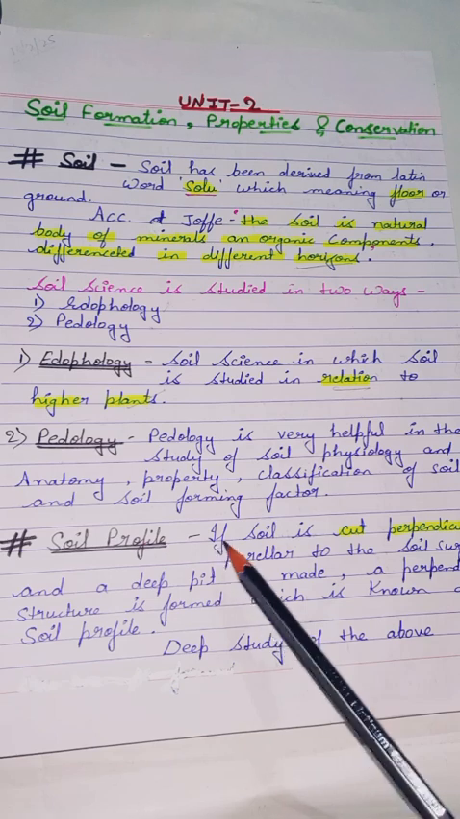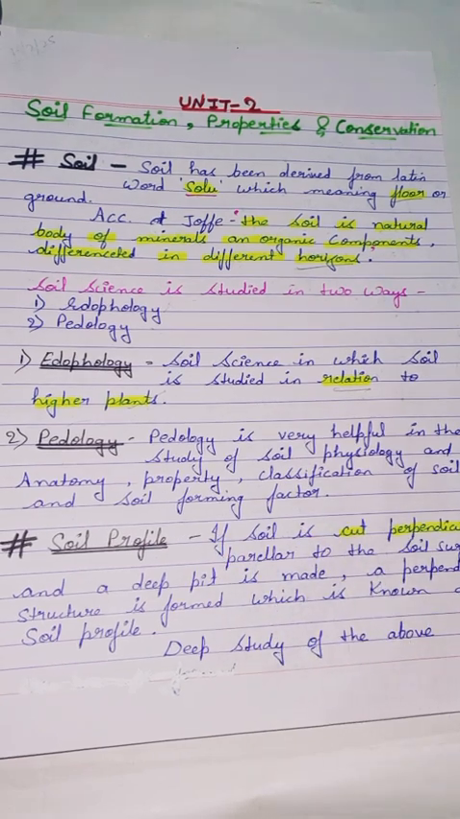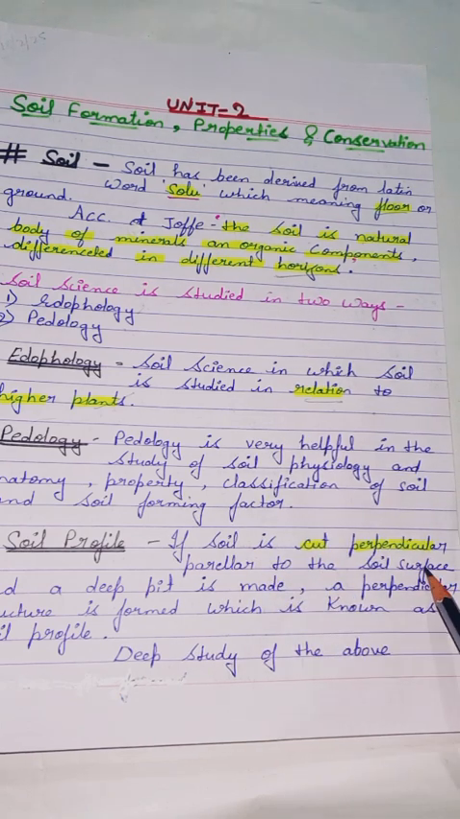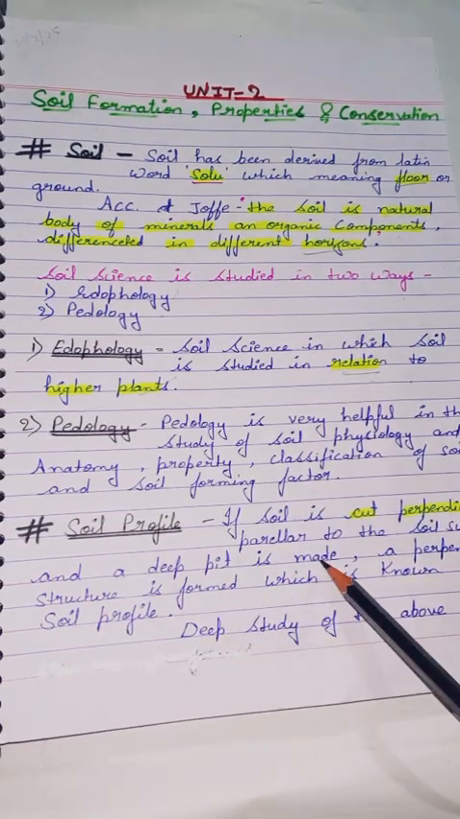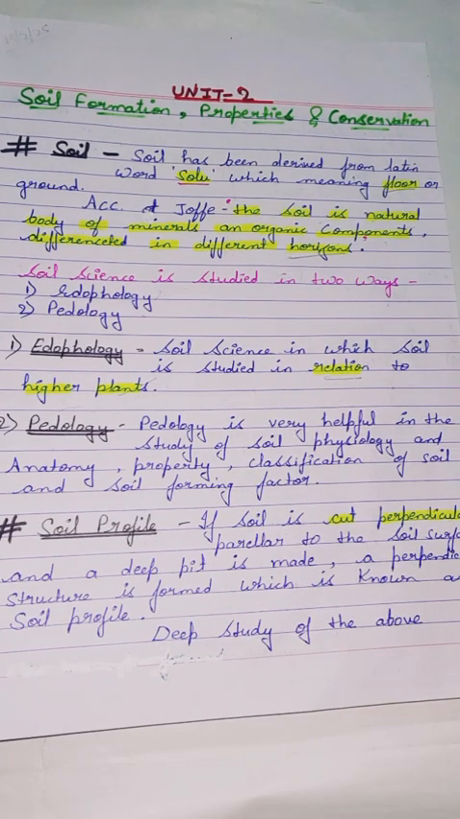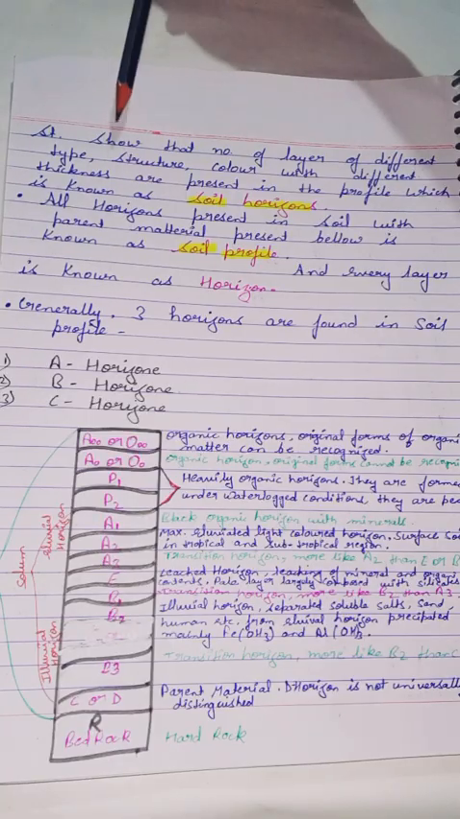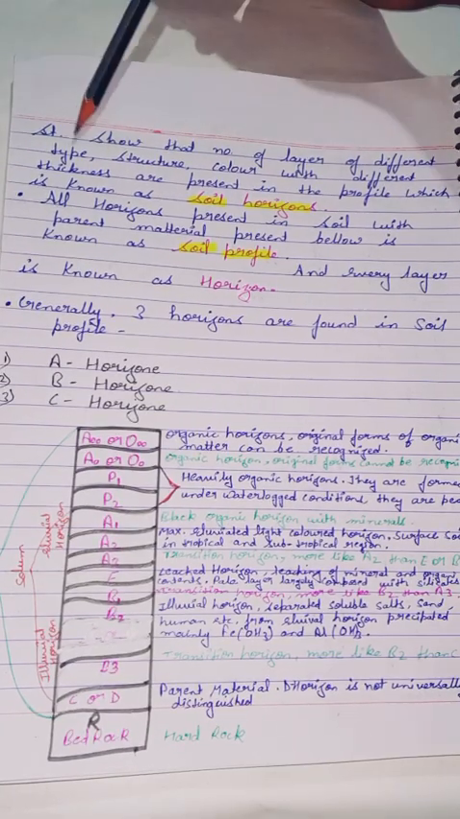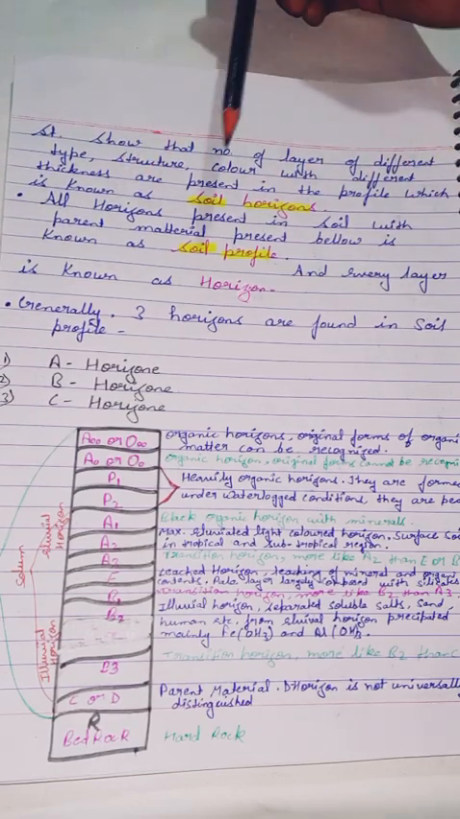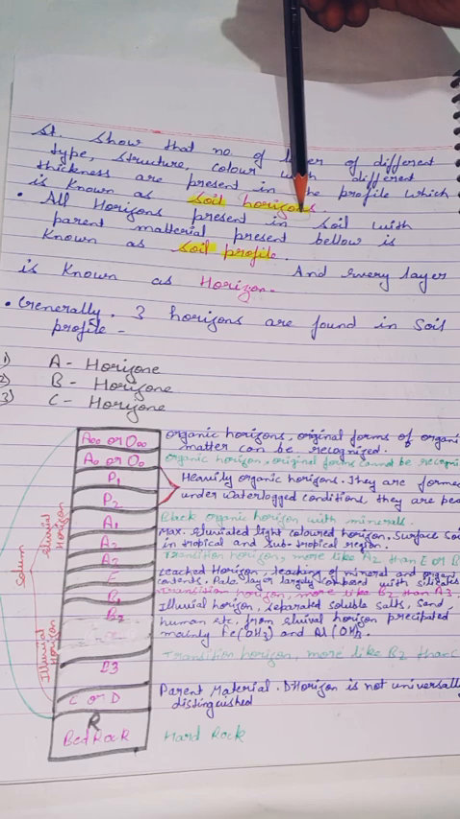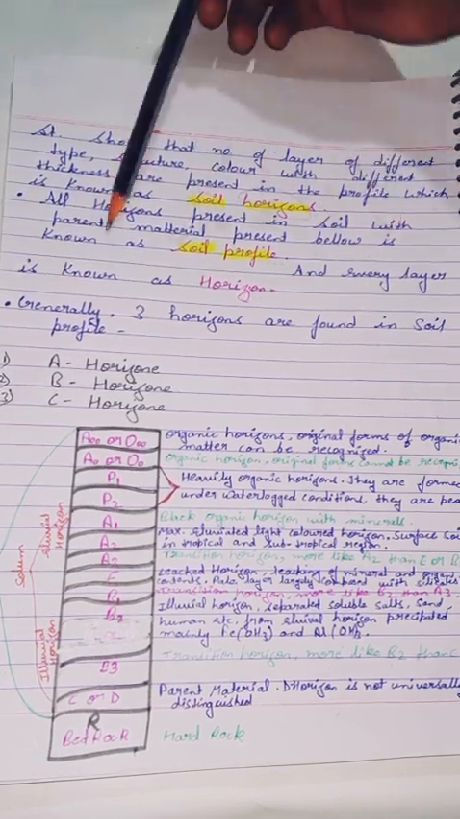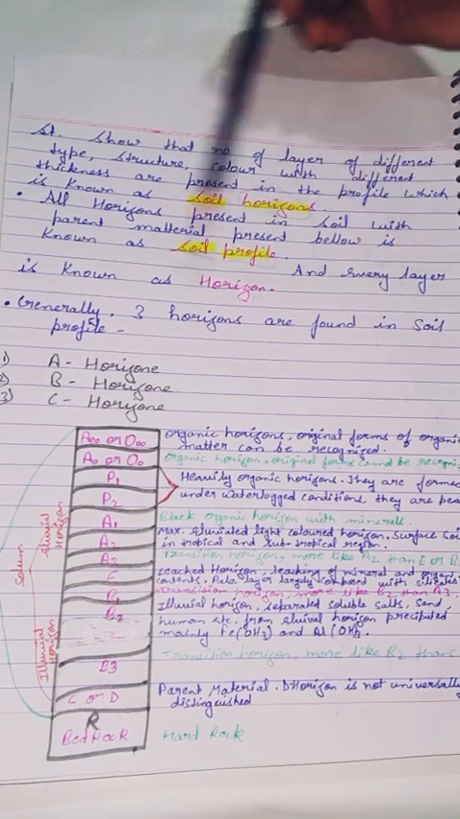Next one is soil profile. If soil is cut perpendicular to the soil surface and a deep pit is made, a vertical structure is formed, which is known as the soil profile. Now a deep study of this structure shows that a number of layers with different structure, color and thickness are present in the profile, which are known as soil horizons. All horizons present in the soil above the parent material make up the soil profile, and every layer is known as a horizon.